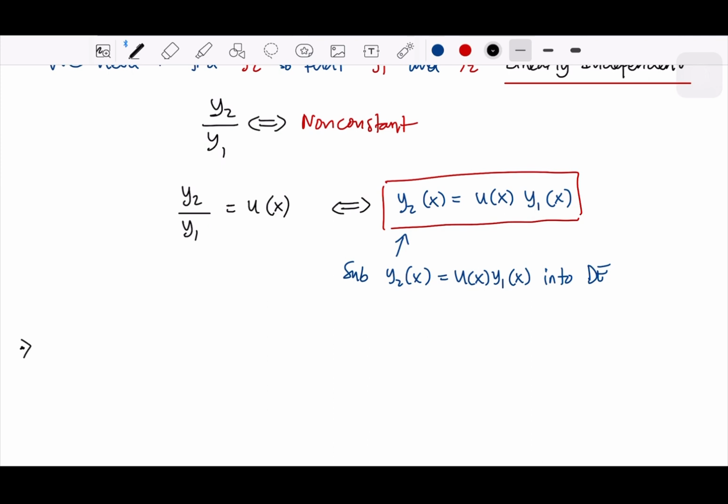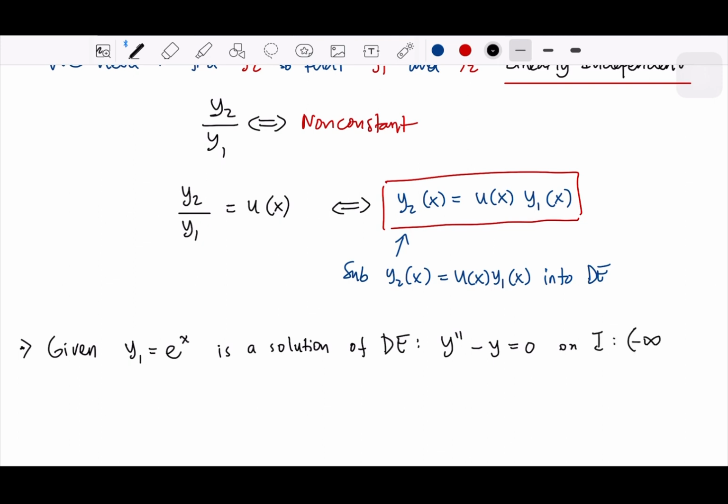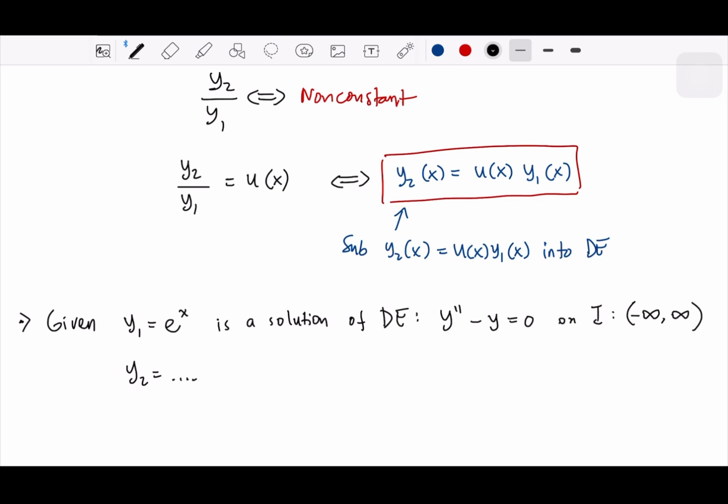Let's say we are given y1 equal to e to the power of x, which is a solution of the differential equation y double prime minus y equals 0 on the interval from negative infinity to positive infinity. The question is to find y2. One typical problem for this method is that we are given y1 and we need to consider the differential equation and then find y2.